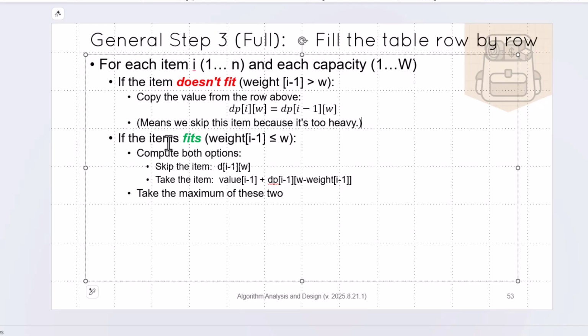We don't add it. If the item fits, meaning the weight of the item is less than or equal to w, we compute both options. We compute what it costs to skip the item and what it would cost to take the item. So can we take the item? Then we take the maximum of those two. If it will fit, what's the better thing to do? Do we skip it or do we take it?